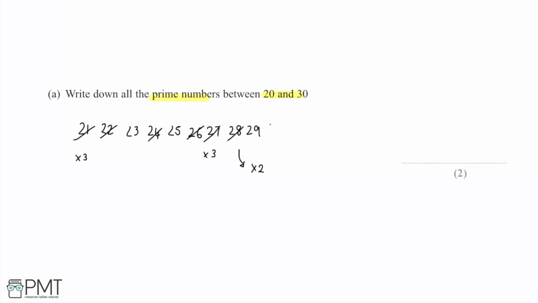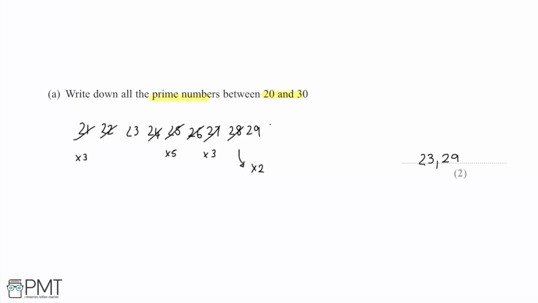Now looking at the numbers we have left, we have 23, 25 and 29. Now 25 is going to have a factor of 5, it ends in a 5, so I can cross that one out as well because it's got a factor of 5, so it isn't going to be prime. Now we're left with both 23 and 29, and both of these numbers are going to be prime as they have no other factors other than 1 and themselves, so I can write these down as the prime numbers here.